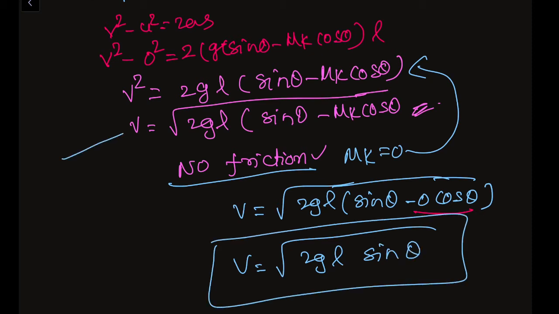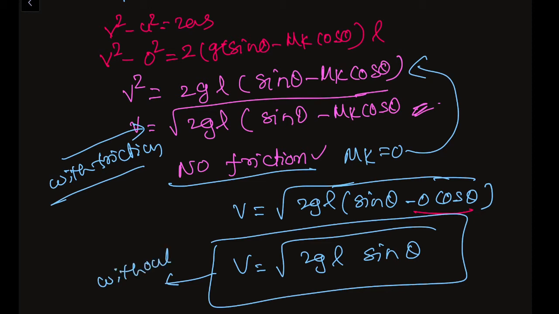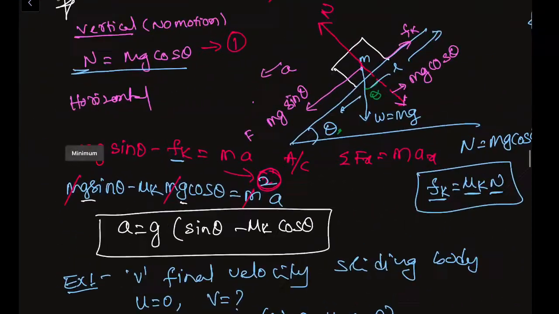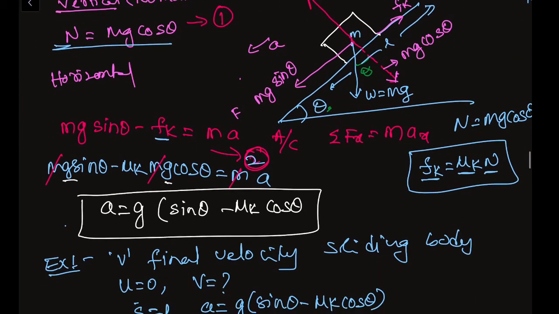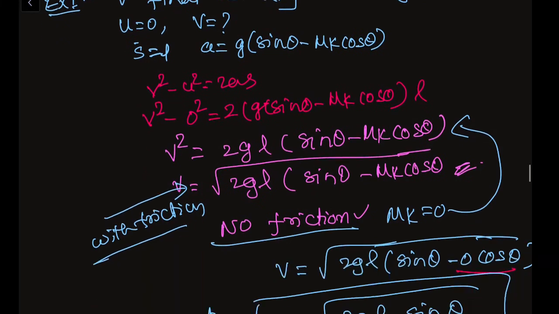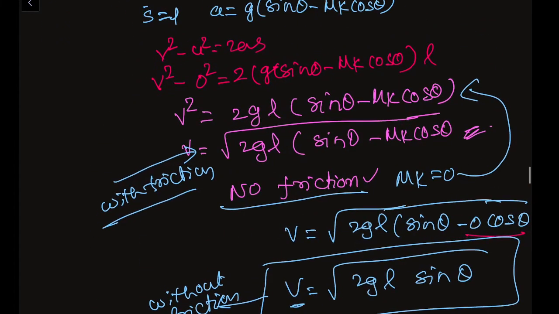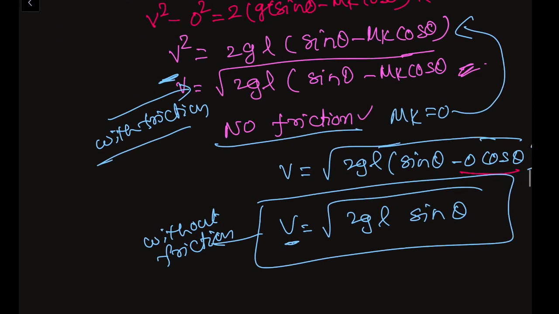So with friction we get one final velocity, and without friction another final velocity. Got it, children? If your body slides down, in this case we have to find the acceleration, and from the acceleration we find the final velocity. If there is no friction, mu k value is 0.